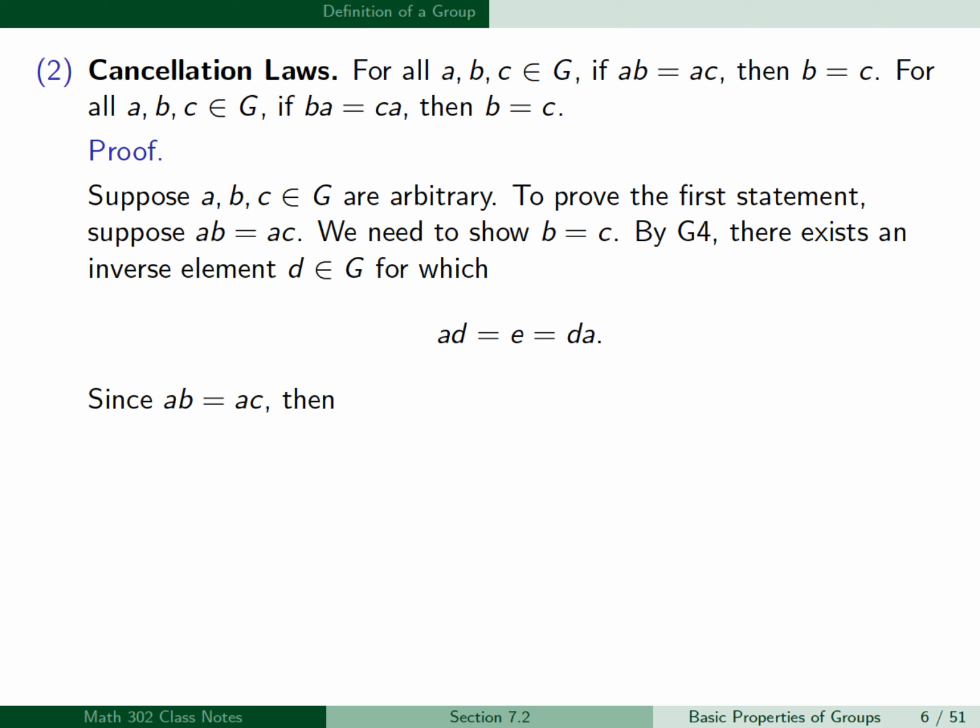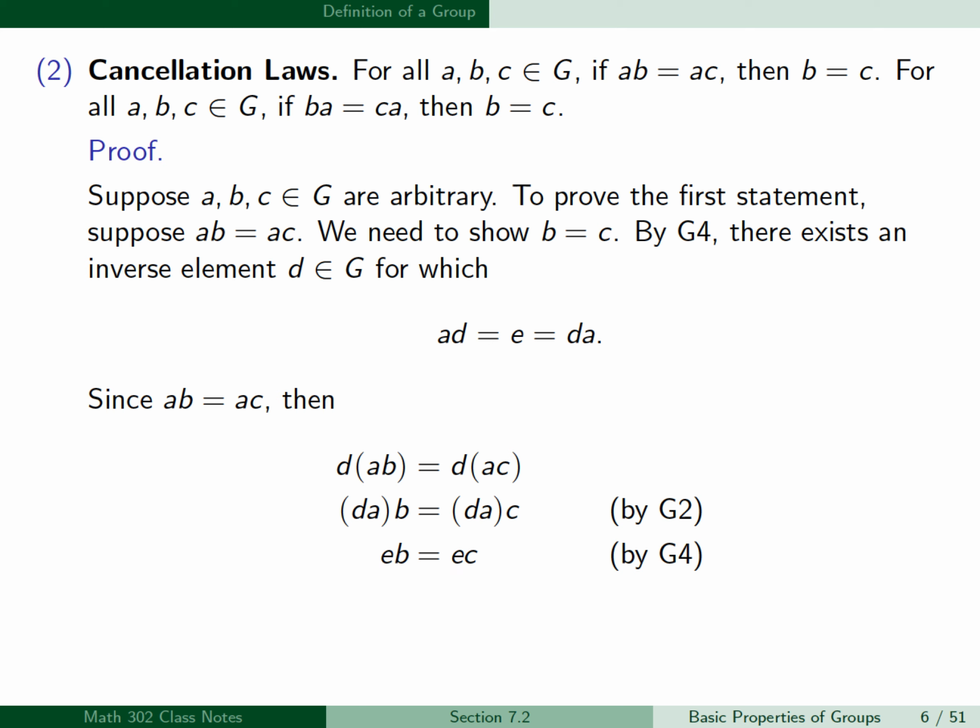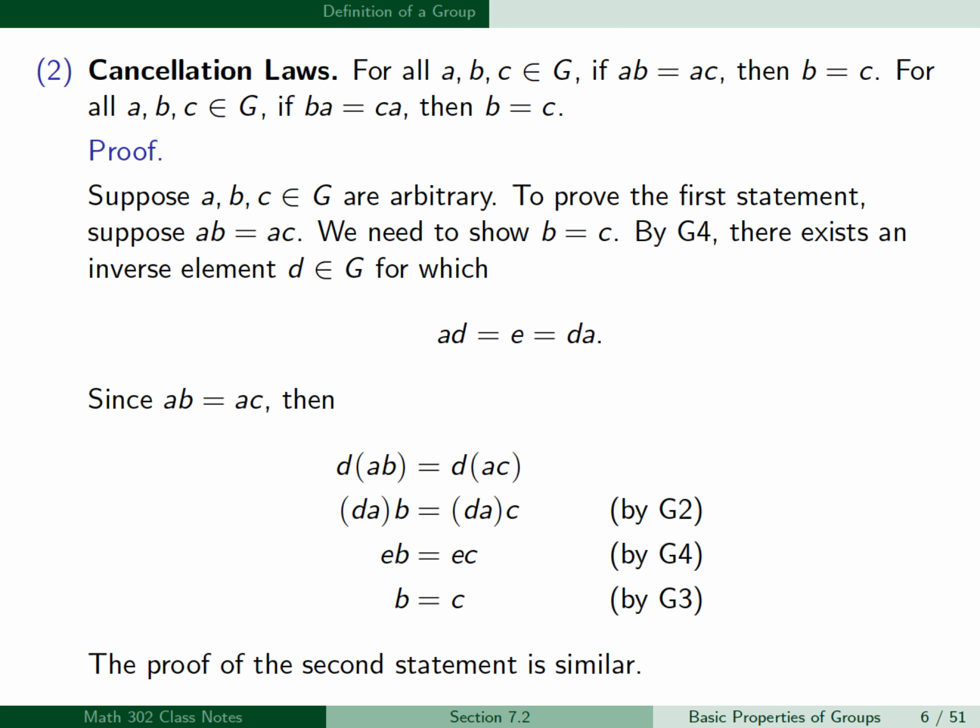So since AB is equal to AC, then multiplying D on the left on both sides of this equality, we obtain D times the quantity AB is equal to D times the quantity AC. And by the associative law G2, this is the quantity DA times B is equal to the quantity DA times C. And DA, by our assumption, is equal to E. So this is EB is equal to EC. That's using our axiom G4. And then EB is equal to B and EC is equal to C. That's by axiom G3. And therefore B is equal to C, and that proves the first cancellation law.